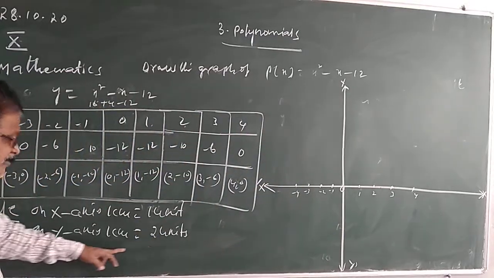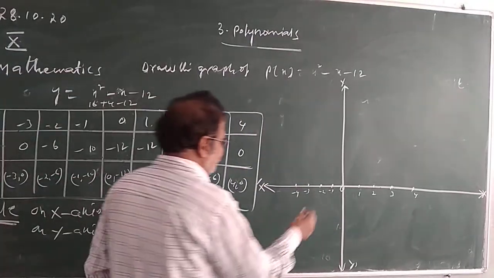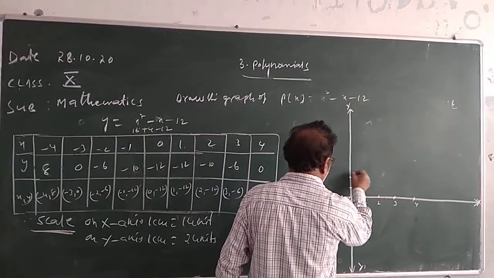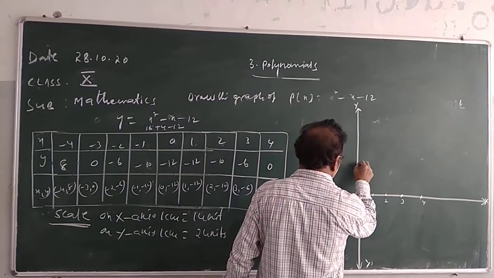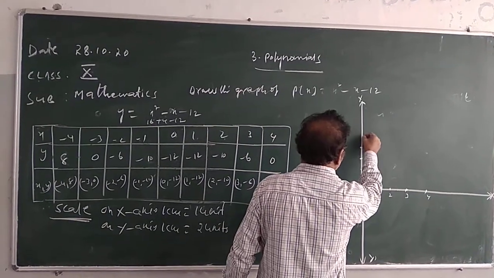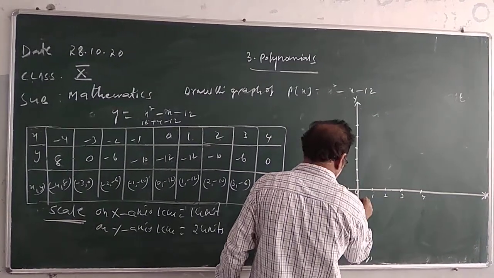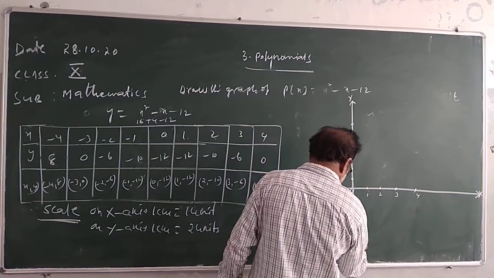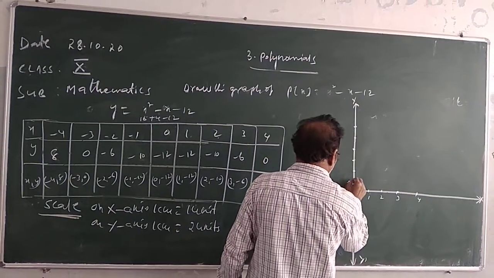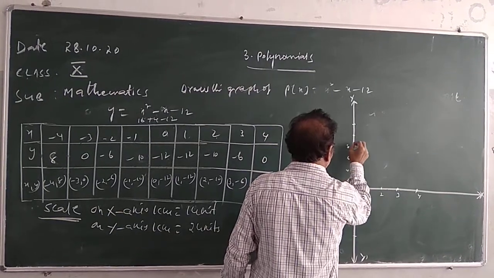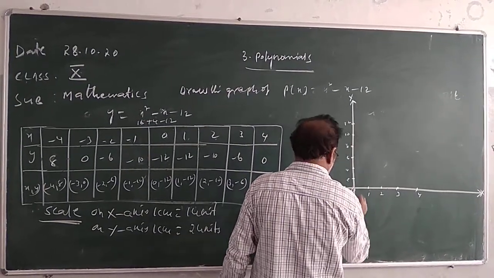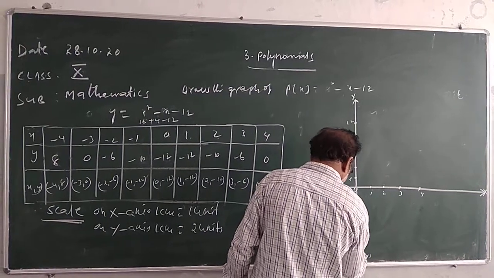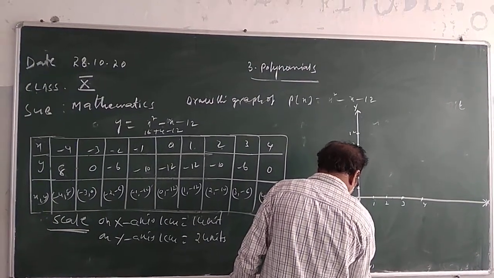On the y axis, 1 centimeter equal to 2 units. You take 2 difference: 2, 4, 6, 8, 10, 12. And downwards: minus 2, minus 4, minus 6, minus 8, minus 10, minus 12.